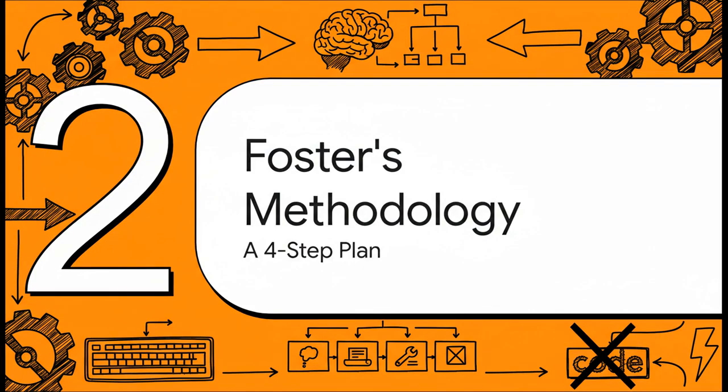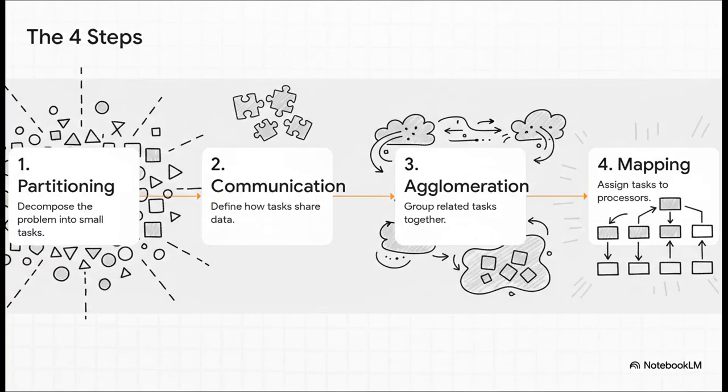So, the big question is, how do we solve this dizzying puzzle? Well, it turns out there's a simple, really elegant plan for it. It's called Foster's design methodology. And the absolute genius of this approach is that it forces you to think about the problem first, way before you even think about writing a single line of code. All right, here they are. The 4 simple steps to tame all that concurrency chaos: partitioning, communication, agglomeration, and mapping.